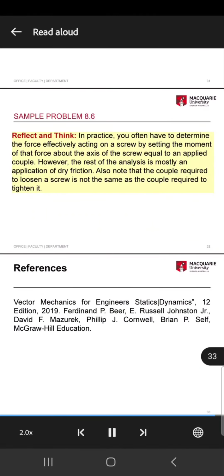Sample problem 8.6. Reflect and think. In practice, you often have to determine the force effectively acting on the screw by setting the moment of that force about the axis of the screw equal to the applied couple. However, the rest of the analysis is mostly an application of dry friction. Also note that the couple required to loosen the screw is not the same as the couple required to tighten it.